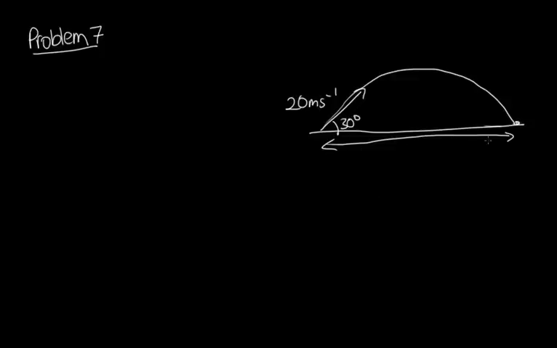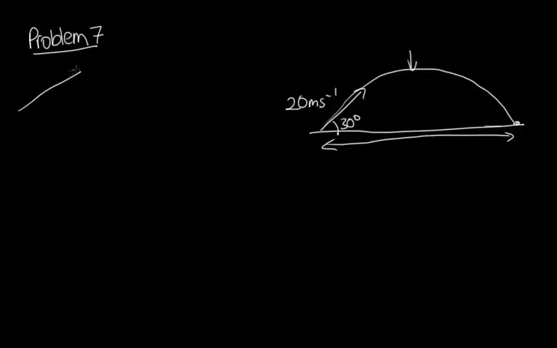So to calculate this range here, we're going to need to know how long it spends in the air. If we know how long it spends in the air, we know that its horizontal velocity is constant, so we can then work out how far it's going to go. So let's work out how long it takes to get to this maximum height here. Let's start by doing that.